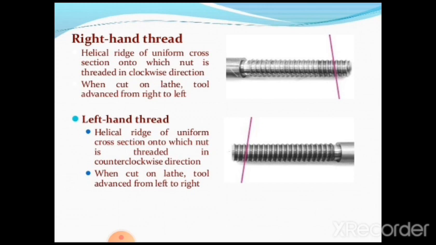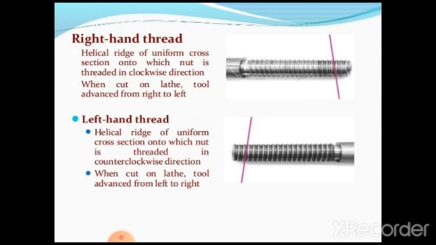So exactly the reverse is the case when we want to go for the left hand thread. We have to start cutting from the headstock to the tailstock side. Then we are going to form the left hand thread. A helical ridge of uniform cross section onto which the nut is threaded in a counterclockwise direction.